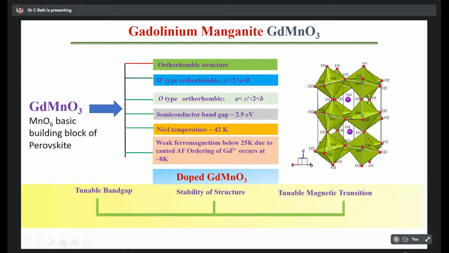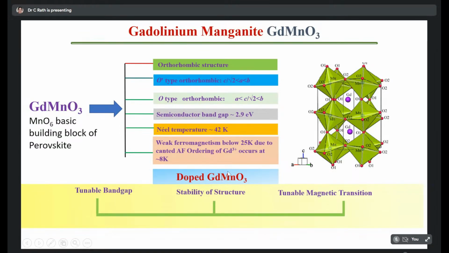Gadolinium manganite has MnO6 as the octahedra, which is the basic building block in this perovskite. It has an orthorhombic structure. It can have O-type orthorhombic where c by root 2 is less than a less than b, or O'-type orthorhombic where a and c by root 2 is in between a and b. It has a band gap of 2.9 electron volt. Neel temperature is very low, like 42 Kelvin. It has a weak ferromagnetism below 25 K due to the canted antiferromagnetic ordering of Gd3+ which occurs at 8 K. So 42 K is the Neel transition, above 42 it is paramagnetic, below 42 it is antiferromagnetic. When it is antiferromagnetic, around 8 K one can see the canted antiferromagnetic ordering gives rise to a weak ferromagnetic behavior in this system.